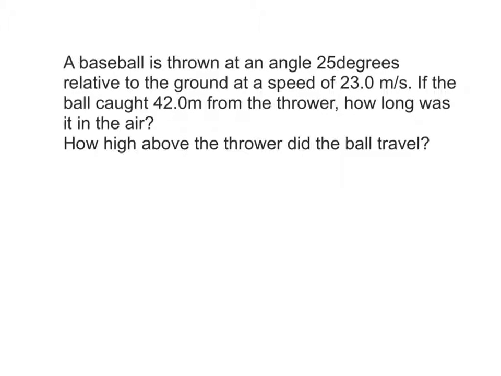A baseball is thrown at an angle 25 degrees relative to the ground at a speed of 23 meters per second. If the ball is caught 42 meters from the thrower, how long was the ball in the air? How high above the thrower did the ball travel?